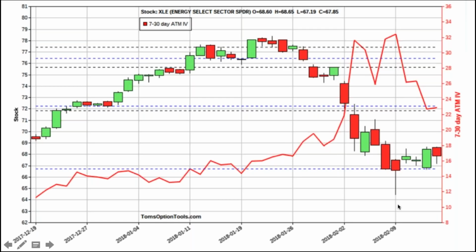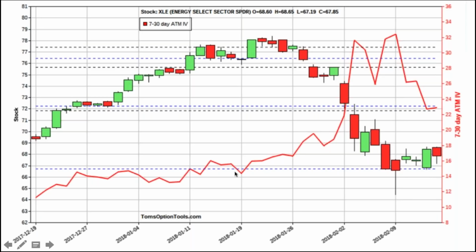We went from 78 down to 65. That was a huge drop in a short amount of time, but this was setting up for the energy bull run. Now, look what happened with implied volatility. These are the option prices. And option prices all of a sudden started spiking and going up before finally starting to settle back down.